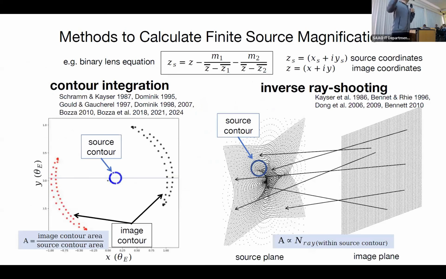I'm going to first introduce the methods to calculate finite source magnification. Let's start from the binary lens equation. Zeta is the source coordinates, while z is the image coordinates. There are basically 2 methods: first is contour integration, and second is inverse ray shooting. For contour integration, you need to sample along the source contour. So zeta is given, and you need to calculate z. After z is solved, you connect all the image positions to form consecutive image contours, and the magnification is just the image area divided by the source area.